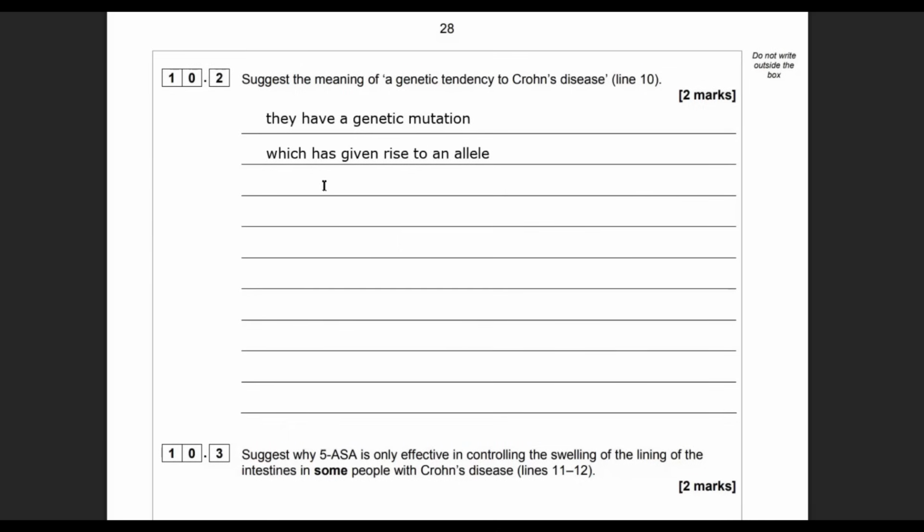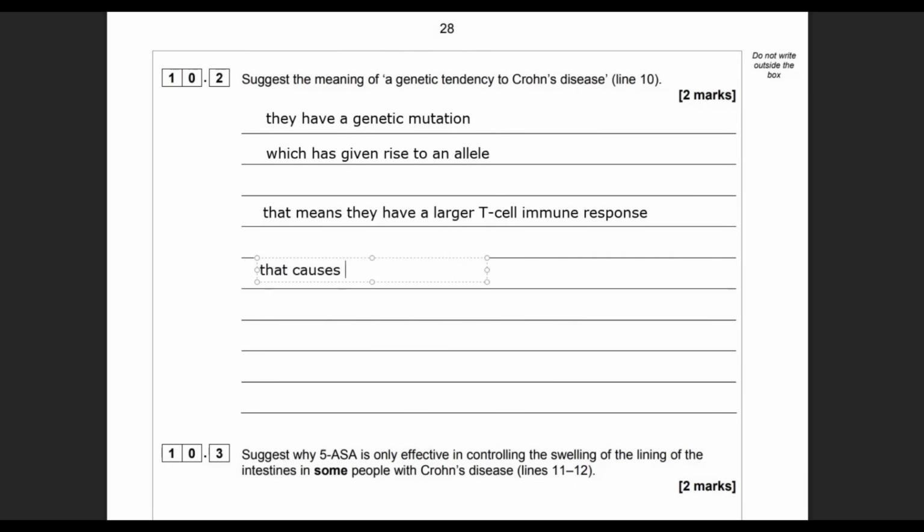So they've got a genetic mutation which has given rise to an allele, a type of gene, basically. You could say gene here. That means they have a larger T cell immune response, or maybe that they produce more cytokines than normal, causing more swelling of the intestines. Or maybe it's that if you have this allele, your T cells recognize normal bacteria as foreign too.